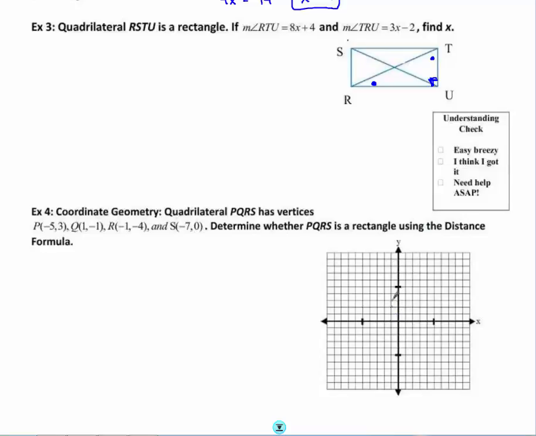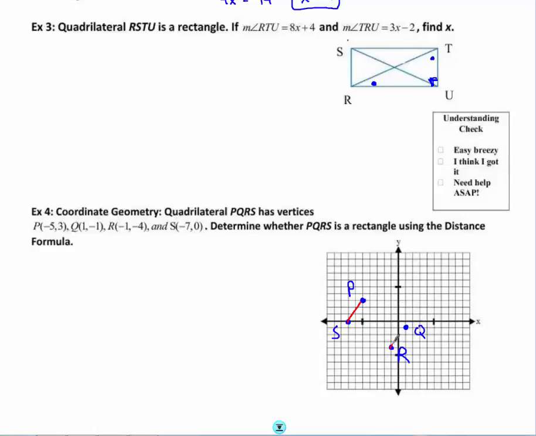So the first thing we need to do is put all these points on our graph. So negative 5, 3. So that's P. Then 1, negative 1. Okay, that's Q. Then R is negative 1, negative 4. That's R. And negative 7, 0 is S. And now our instructions say to prove that this is a rectangle, right? Show that this is a rectangle using the distance formula.